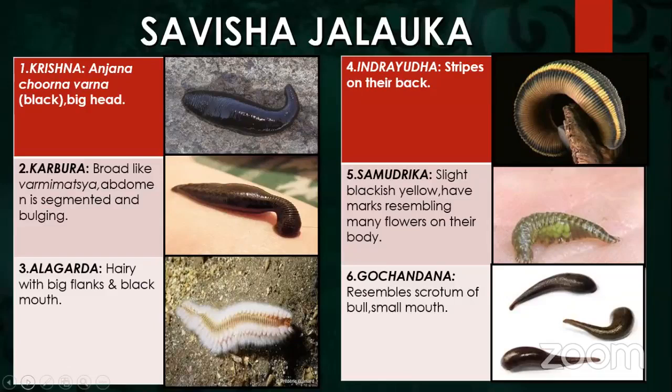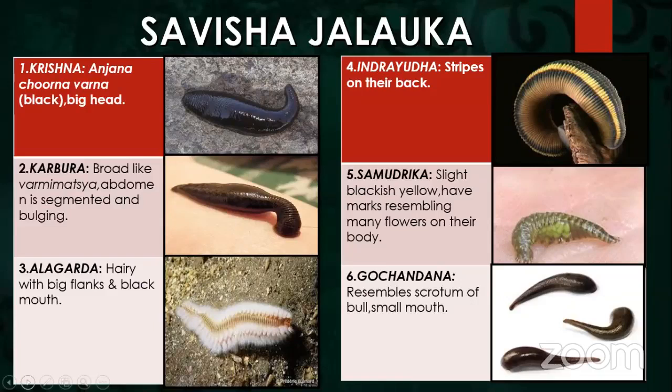Third one is Alagartha. Alagartha, which is hairy with big flanks and black mouth. Most of these types of Jaloka are somewhat rare to see and not usual, but for this differentiation I have made all those things. So Alagartha is hairy with big flanks and black mouth. Next it is Indrayudha. Indrayudha is Jaloka which has black stripes on its body.